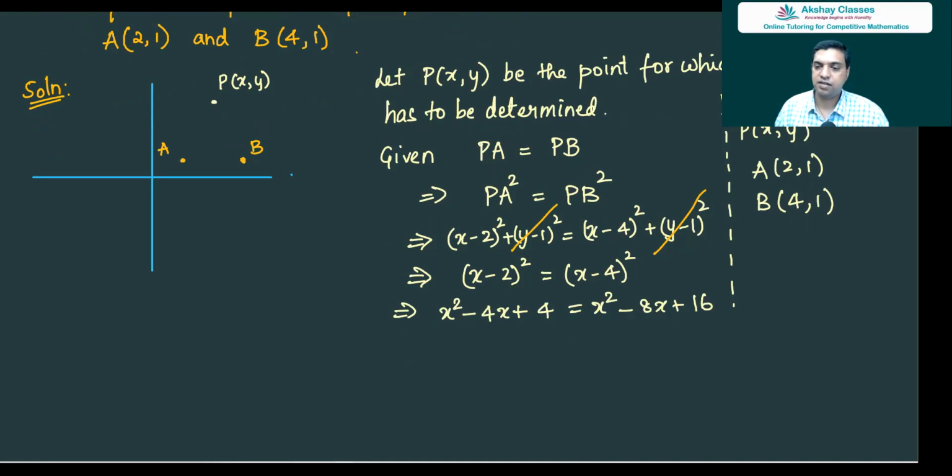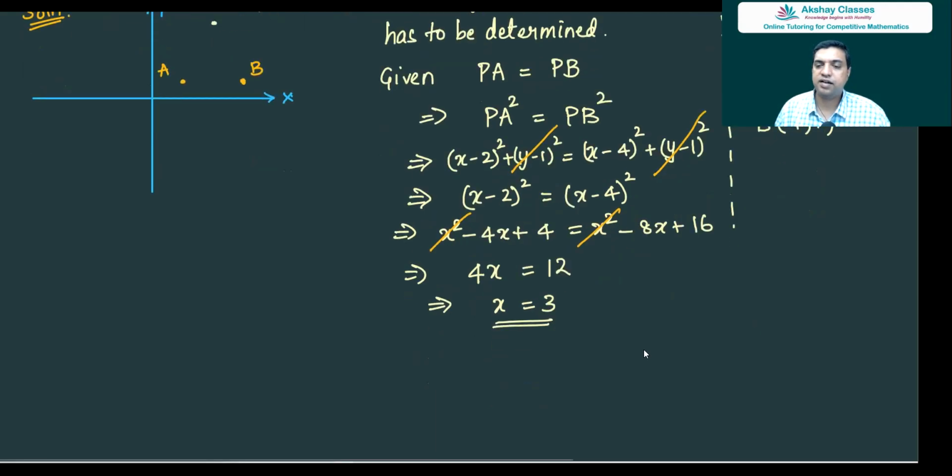So again, x square cancels. Then bring this 8x to the left hand side. Minus 8x becomes plus 8x, plus 8x minus 4x is 4x, and 16 minus 4 is 12. So from here we get x is equal to 3. Okay. So the locus, such a complicated equation, has reduced to this form.